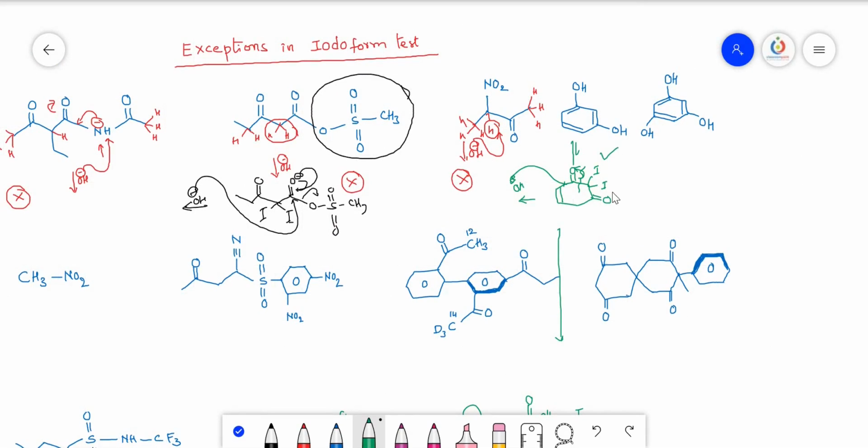So this molecule gives the positive iodoform test, and similarly, this molecule also gives the positive iodoform test in its keto form, not in the enol form. So phloroglucinol and resorcinol both give the positive iodoform test.